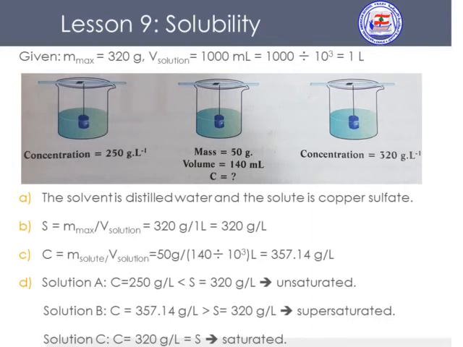In part D, we have to determine the type of solution in each beaker. To do so, we simply have to compare the concentration of the solution to its solubility. In beaker A, the concentration is 250. It is less than the solubility, which means that it is unsaturated. In beaker B, the concentration that we calculated is greater than the solubility, which means that the solution is supersaturated. And in beaker C, we have the concentration equal to the solubility, which means that the solution is saturated.